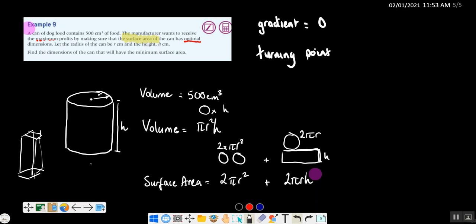All right. So we've got two formulas. What are we going to do? It says, let the radius of the can be r, find the dimensions of the can that will have the minimum surface area. So basically, if I change r, the radius of the can, that will change the height automatically. Why? So if I make my can fatter, the can will have to get shorter. Why is that?